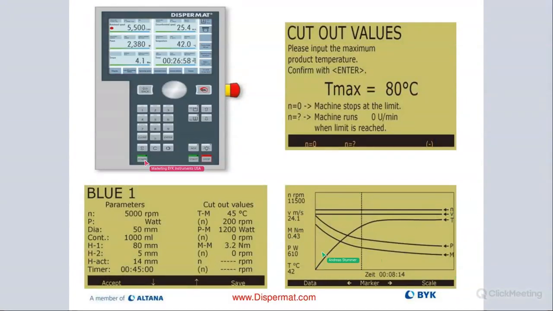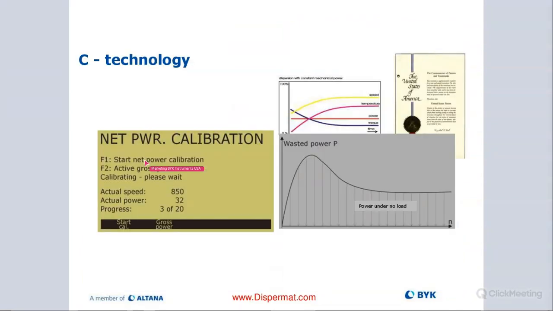You can actually look at the trend lines for each of these values and watch the dispersion process in real time. So if you see a spike, for example, in temperature, then it will show up right there, and you can say, "Hey, what's going on?" Or if you're running with constant power, and then your speed would obviously increase, meaning that your viscosity is dropping, which we would also probably see on the torque curve. But it's really nice that you can see all these different values on display very easily with the C technology.